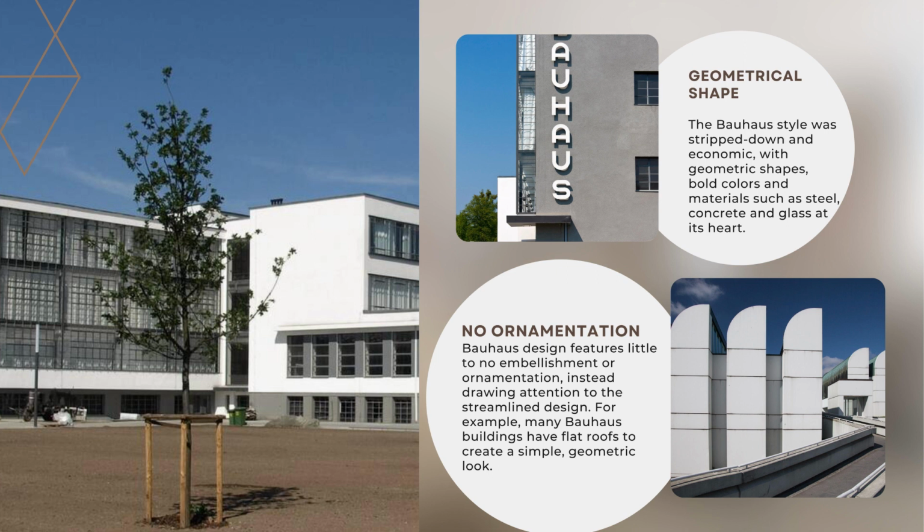Geometrical shape. The Bauhaus style was stripped down and economic. The geometric shapes, bold colors, and materials such as steel, concrete, and glass at its heart. Although the school itself closed in 1933, its influence can still be felt today.